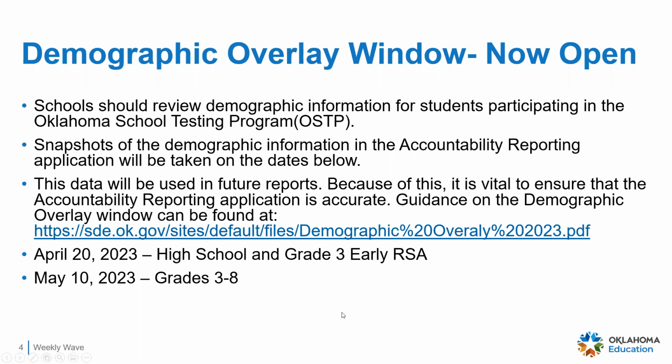The dates in question are April 20th, which is going to cover your high school and 3rd grade early RSA. And May 10th is going to be grades 3 through 8. That's their testing window.